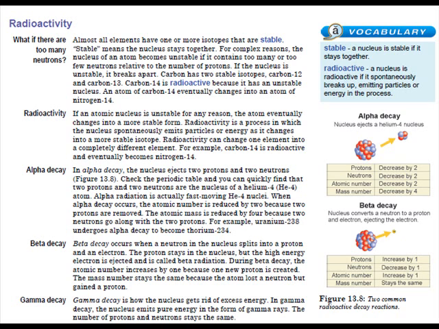Gamma decay is how the nucleus gets rid of excess energy. In gamma decay, the nucleus emits pure energy in the form of gamma rays. The number of protons and neutrons stays the same.